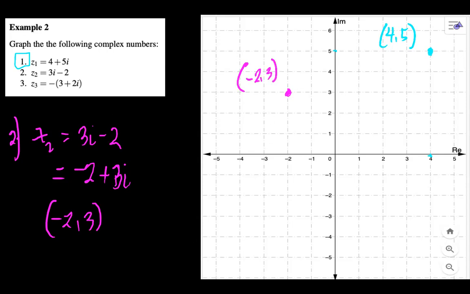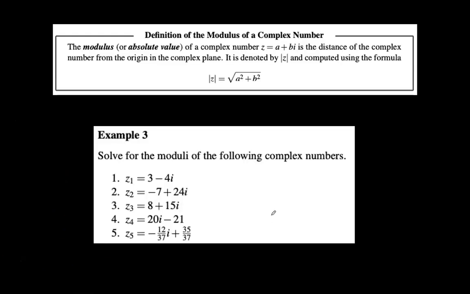Ayan. Nakuha yung class? Sir, how about number 3? Number 3, class, ganun din. So, z sub 3 is equal to negative 3 minus 2i. So, negative siya, yung 3, at negative din yung 2. So, nandito siya. So, this one is negative 3, negative 2. Ayan. Ganyan lang, guys, yung pag-plot ng points. Okay? Para lang siyang nagpa-plot ka ng ordinary point. Okay. Now, naintindihan po yun, ha?